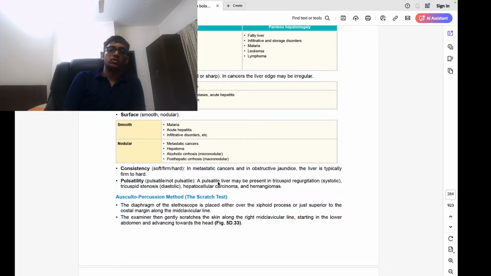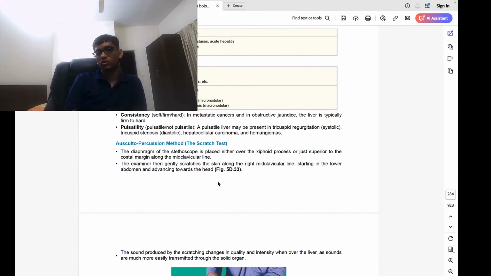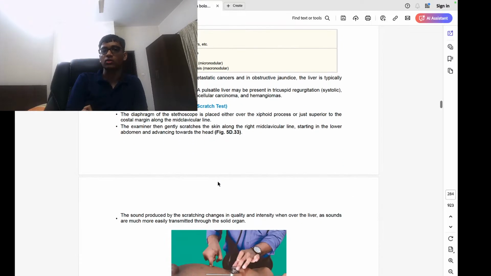Next, the auscultopercussion method. It is a scratch test. The diaphragm of the stethoscope is placed over the xiphoid process or just superior to the costal margin and along the mid-clavicular line. The examiner then gently scratches the skin along the right mid-clavicular line, starting in the lower abdomen and advancing towards the head.